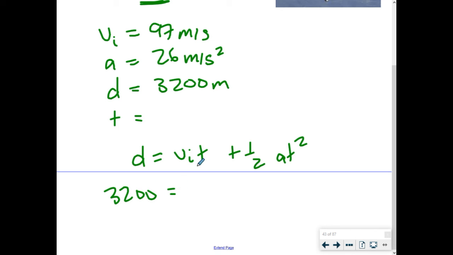We do know velocity initial is 97. And rather than calling it t, let's call it x.